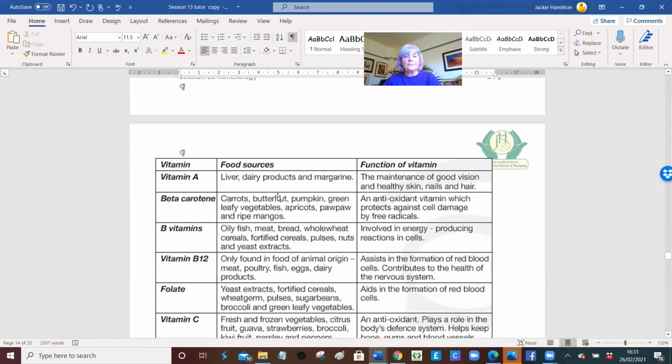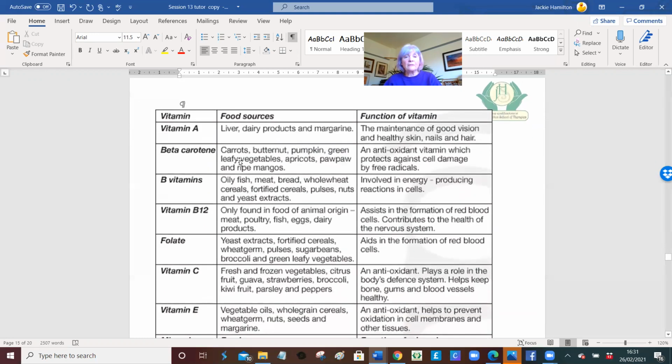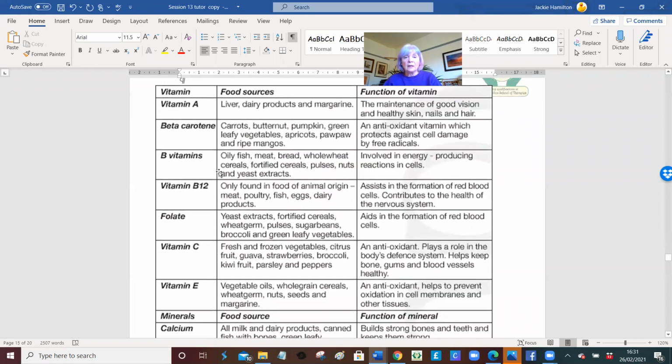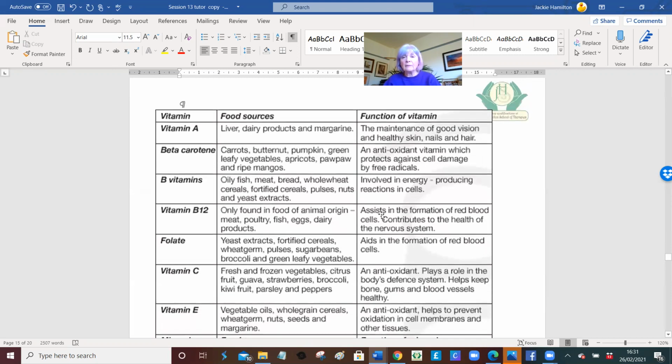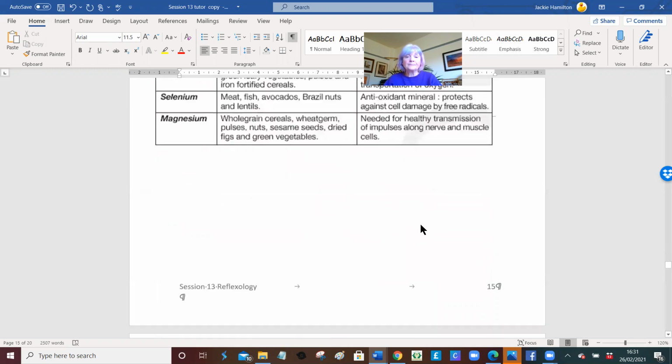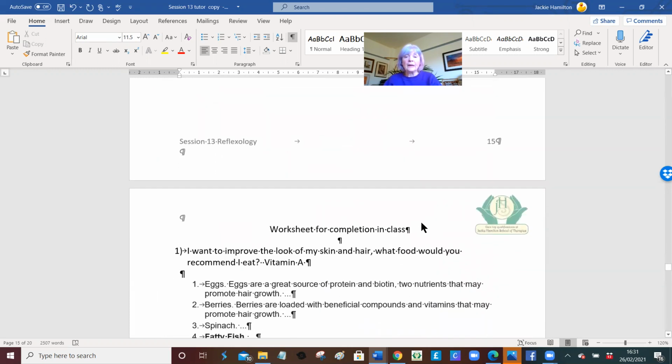So we have here a list of vitamins and the food sources that they come from and the function of these vitamins, which is really good. So have a look at those.